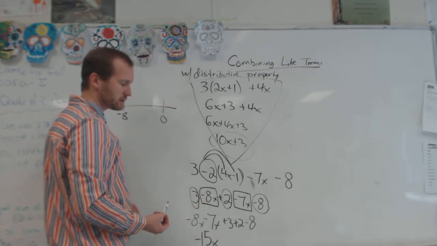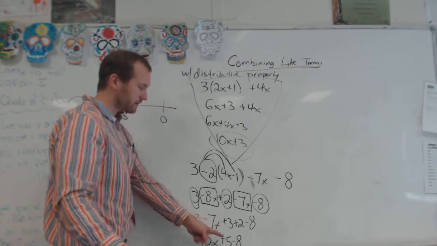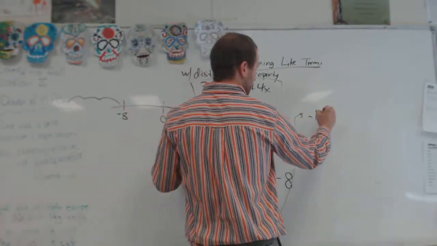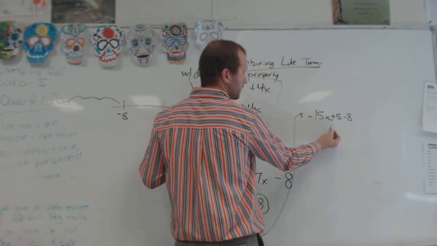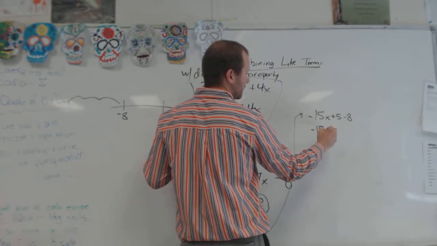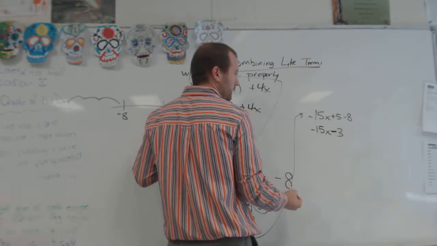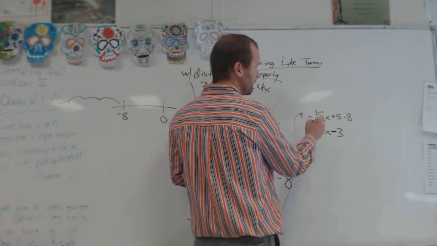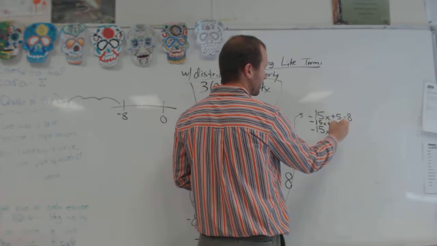So what is 3 plus 2? 5. Okay. Now I have 5 minus 8. So what is 5 minus 8? 5 minus 8 is negative 3. Positive 5 minus 8, which is negative 3. So minus 3. I'm kind of skipping some steps here because I think you guys are ready for this. Really what I have is minus 15x plus negative 3.